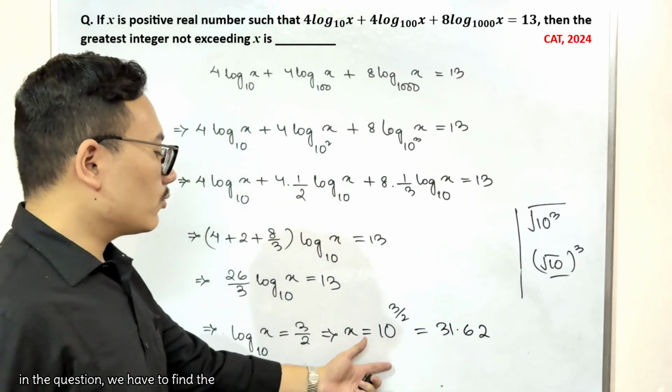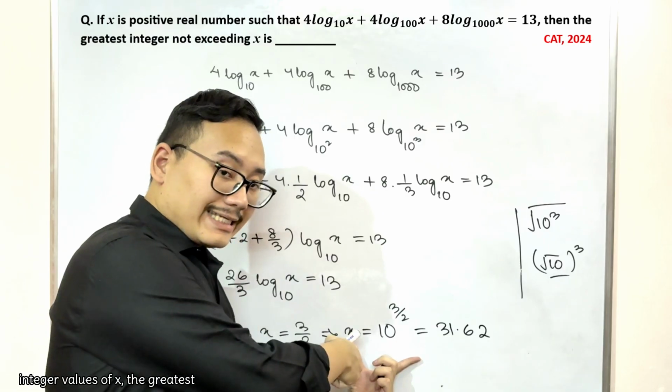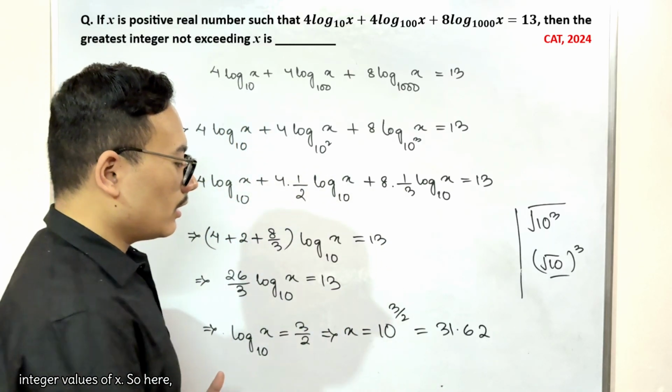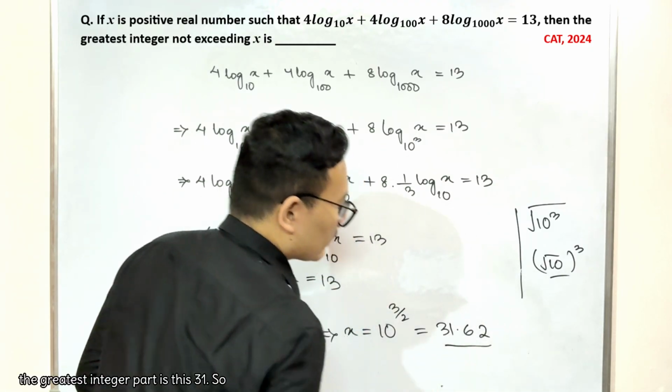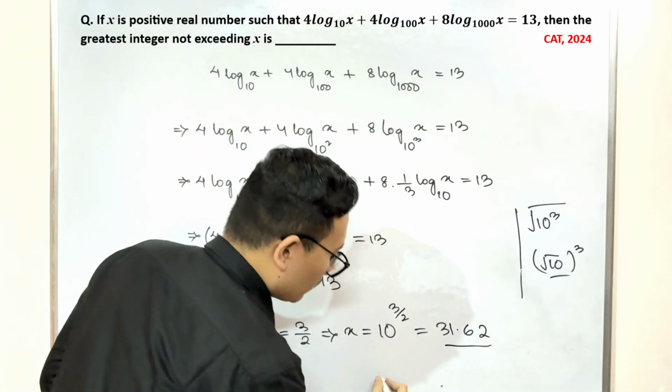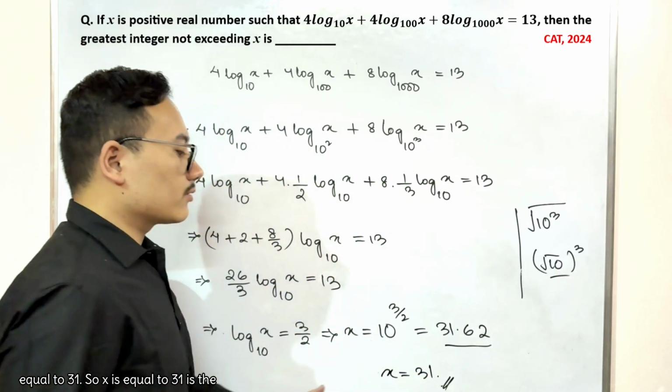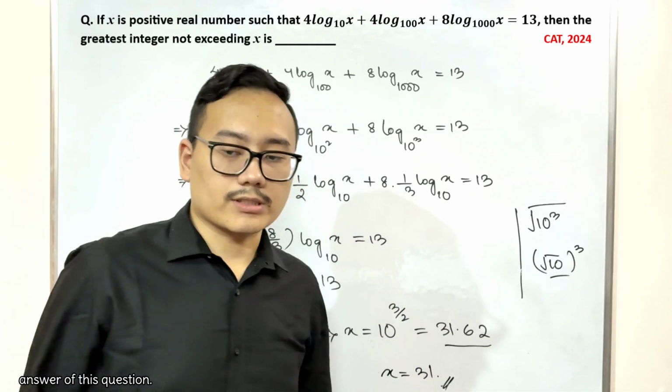So 10 to the power 3 by 2 is 31.62. And in the question we have to find the integer value of x, the greatest integer value of x. So here the greatest integer part is 31. So the answer for this question is x is equal to 31. So x is equal to 31 is the answer of this question.